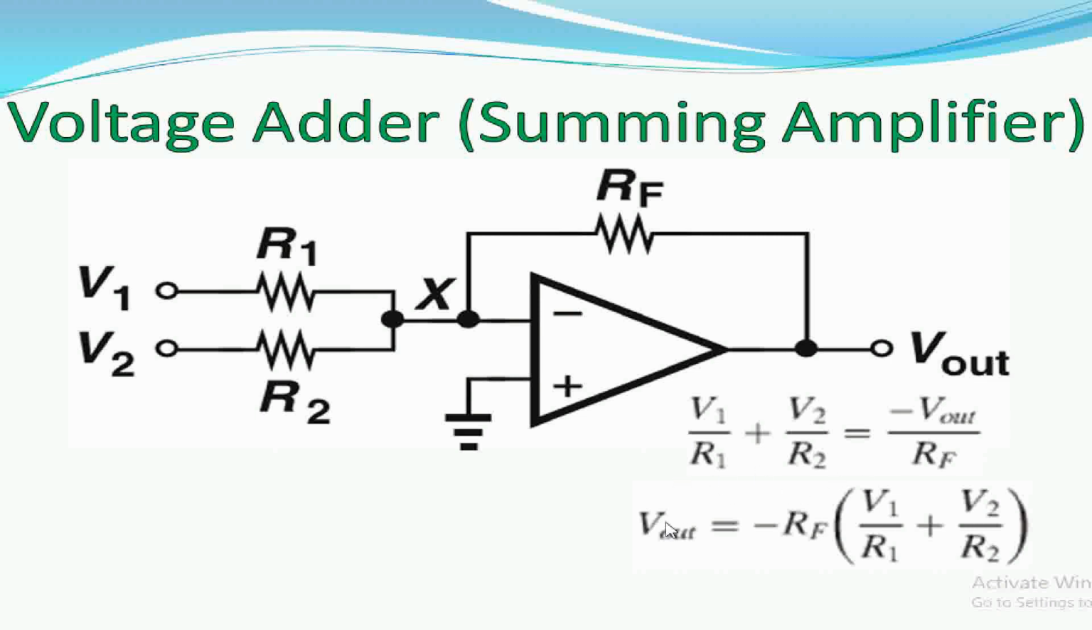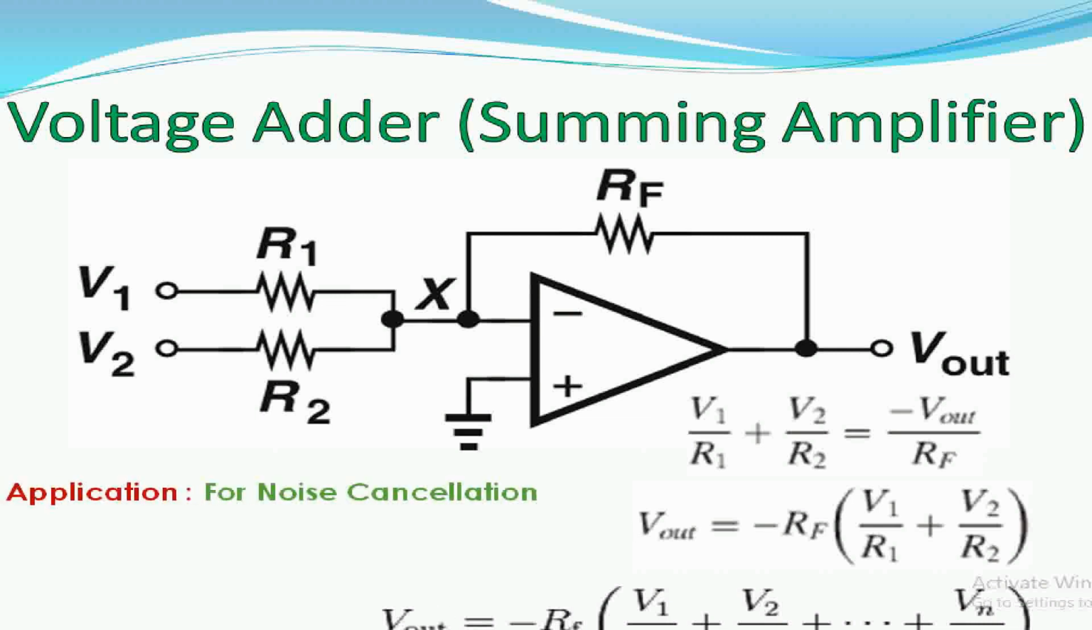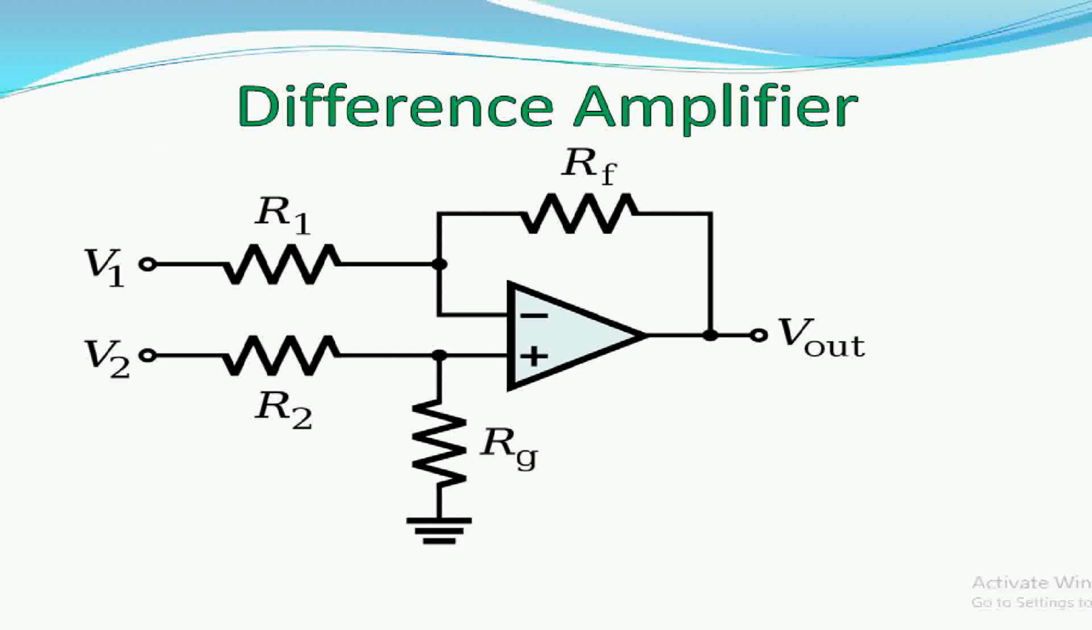Here the total voltage is equal to the summation of individual voltages. I have two voltages V1, V2, that's why it is V1 by R1, V2 by R2. If I have n number, then V1 by R1, V2 by R2, up to Vn by Rn. This is used for noise cancellation. Application is noise cancellation. That was the voltage adder.